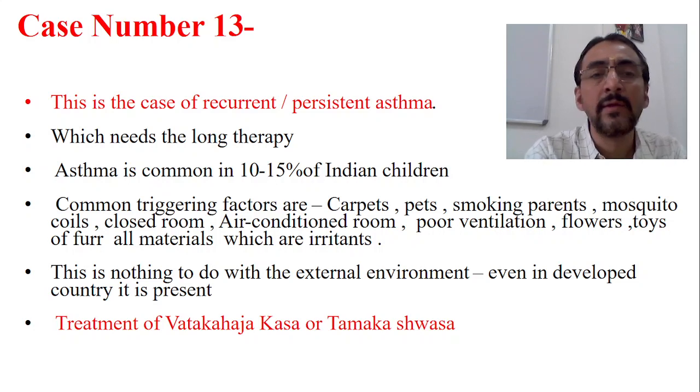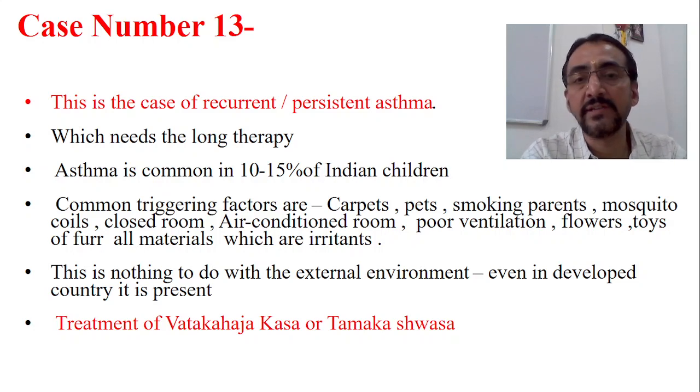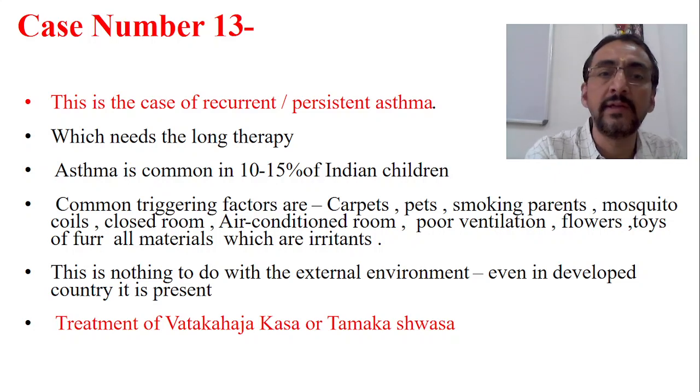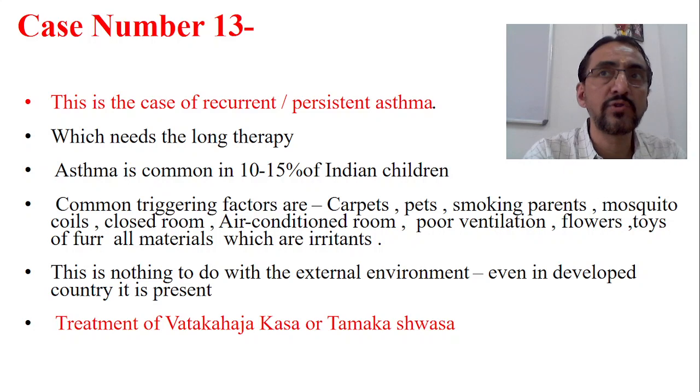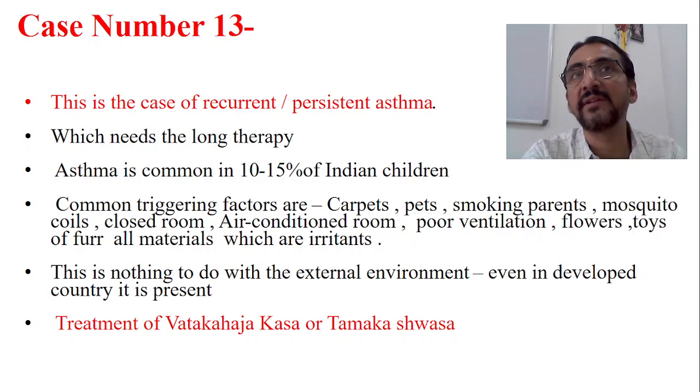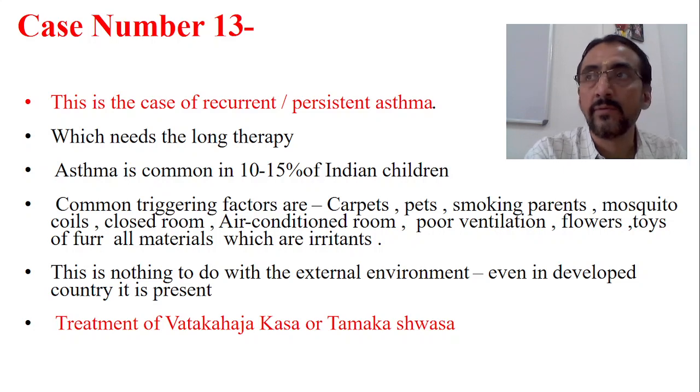There may be wheezing also. So this actually needs a long therapy. Asthma is common in 10 to 15% of Indian children. The commonest causative factors for this type of asthma in the Indian scenario are carpets, pets, smoking parents, mosquito coils, closed rooms, air conditioned rooms, poor ventilation, flowers, different types of toys, fur materials, which act as irritants. This has nothing to do with the external environment, so we cannot say a polluted environment will cause this. This is IgE mediated, so even developed countries will have this type of presentation.